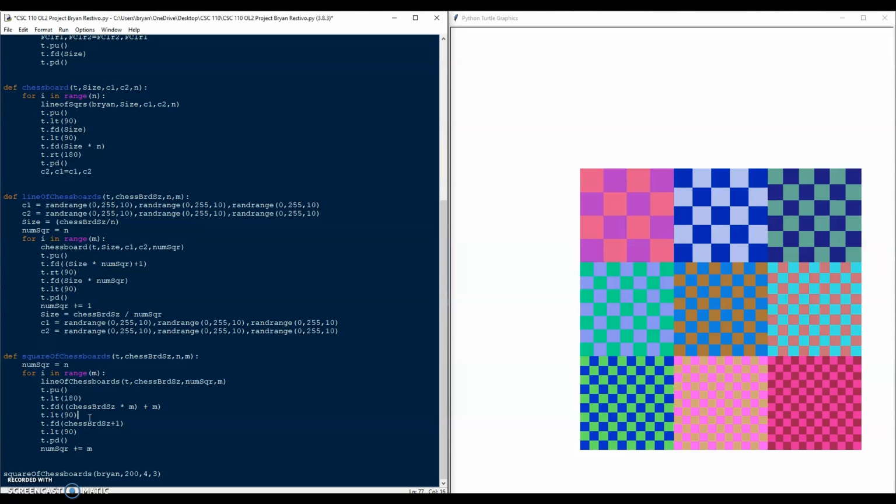And then it turns left 90 degrees, and then moves forward chessboard size plus 1. So that's it moving down, and again I added 1 because it did not look even if I didn't do that. And then it turns left 90 degrees and puts the pen down so it can draw another line of chessboards starting down here. And then the number of squares in a chessboard increases again.